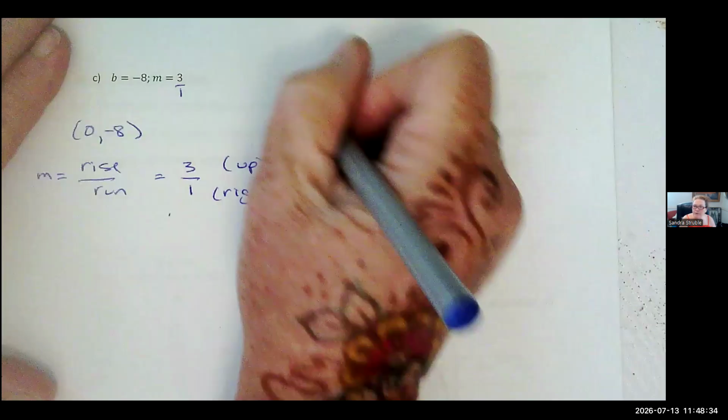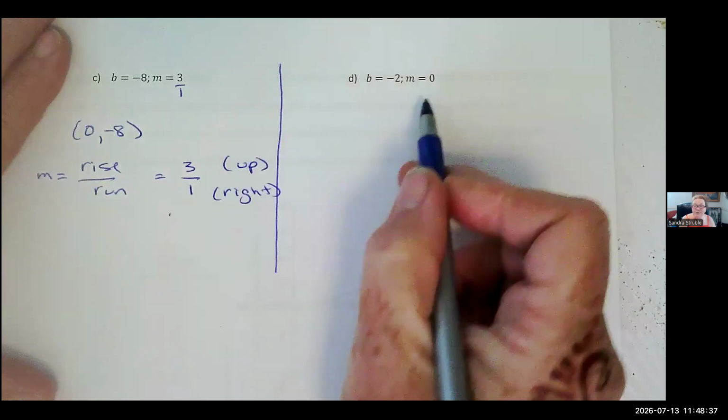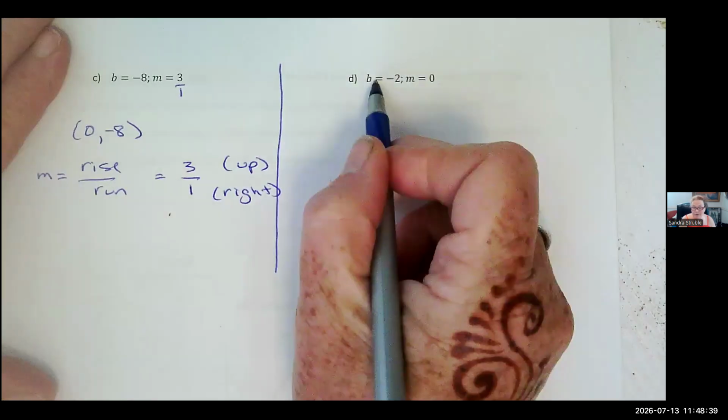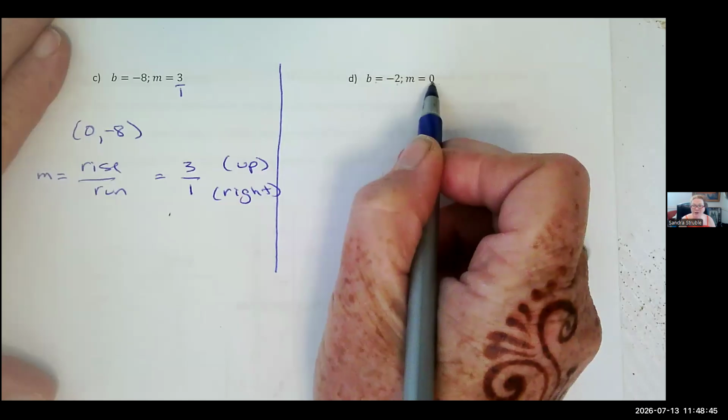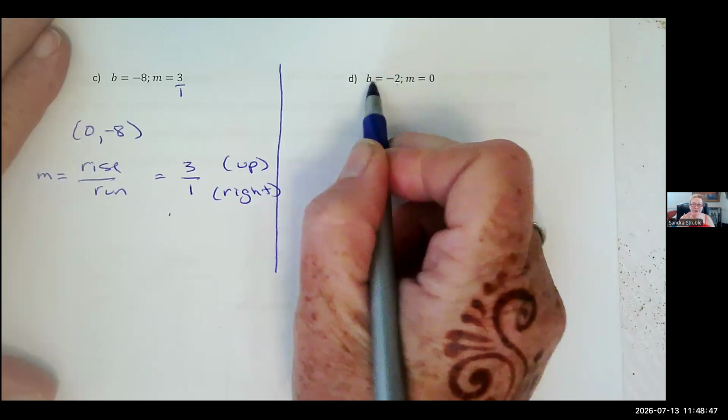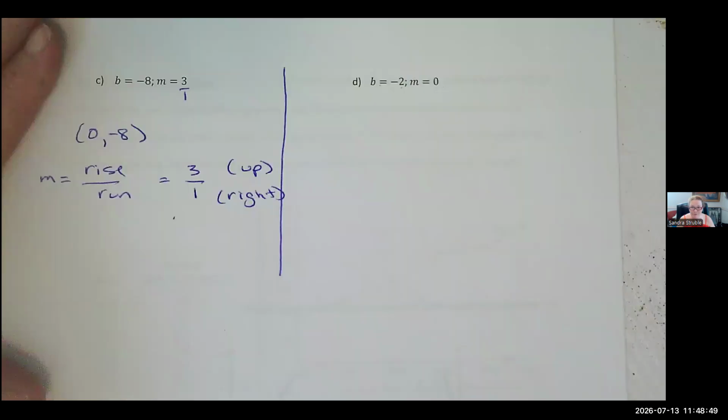All right, the next one, I want you to pause the video and attempt it yourself. You've got a slope of 0 and a y-intercept of -2. So if it's a slope of 0, that means you've got a horizontal line and you've got a y-intercept of -2. I want you to think about this. How is that going to look? Pause the video and just think through what this is going to look like.